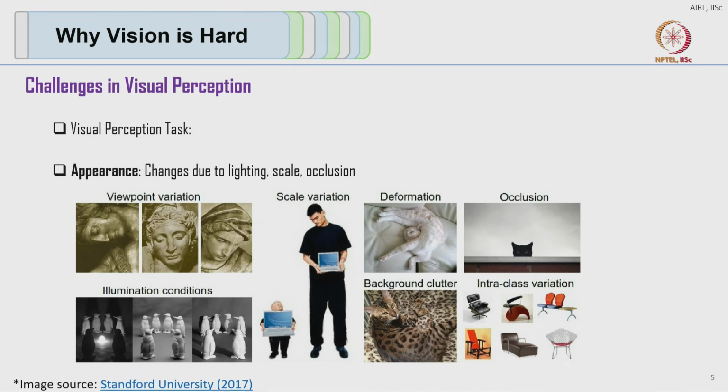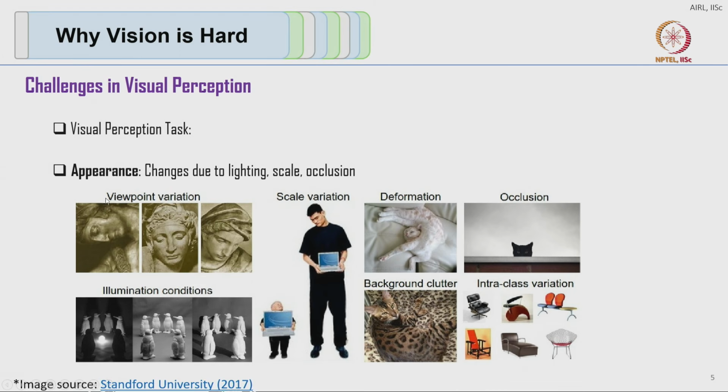Now, what is the challenge in visual perception? The moment an image comes into the picture, right, a lot of changes will happen in the way that you are perceiving, in how the camera is seeing the environment, right? You could see an appearance change. Appearance could change due to lighting, scale, occlusion, variation, background clutter, all of which will affect it.